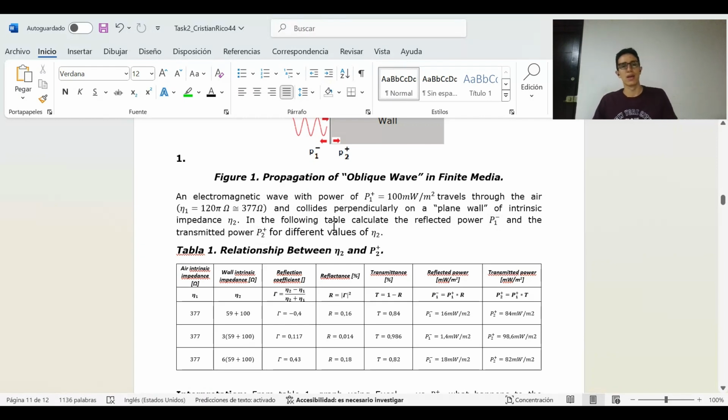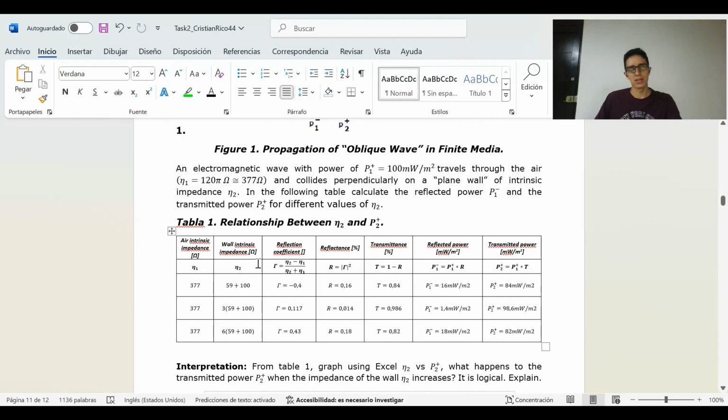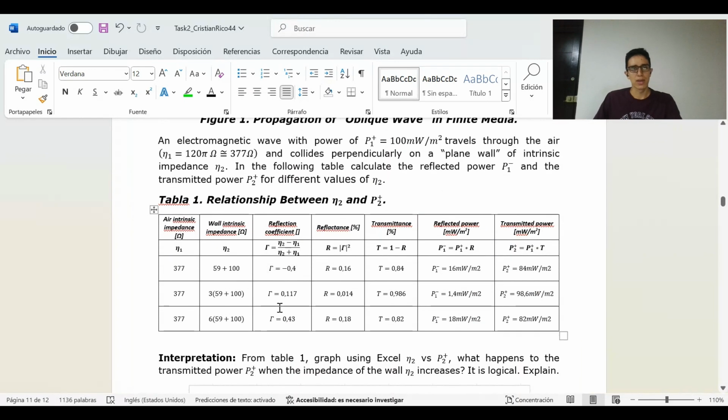So this exercise is just a table that we have to fill with the information that they give to us. N1 is the air intrinsic impedance in ohms. N2 is the wall intrinsic impedance in ohms. So we just change N2 so we can see the results. For example, the reflection coefficient has this form, and we got these results. The percent of reflectance changed with the different N2, reflected power, and transmitted power.